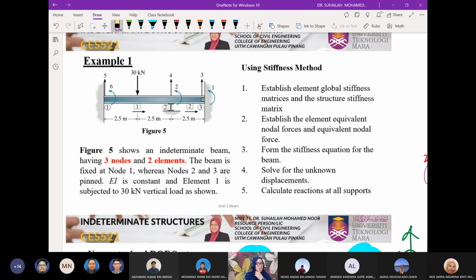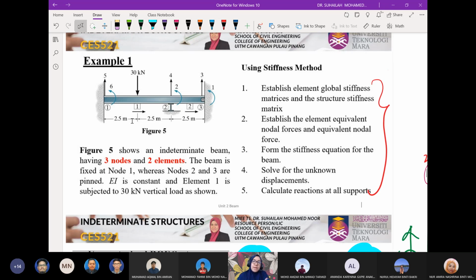Okay, basically, in this example, the question here is actually the procedure. So when we want to analyze beam or frame, basically it is the same. So we will have several steps that we need to follow.